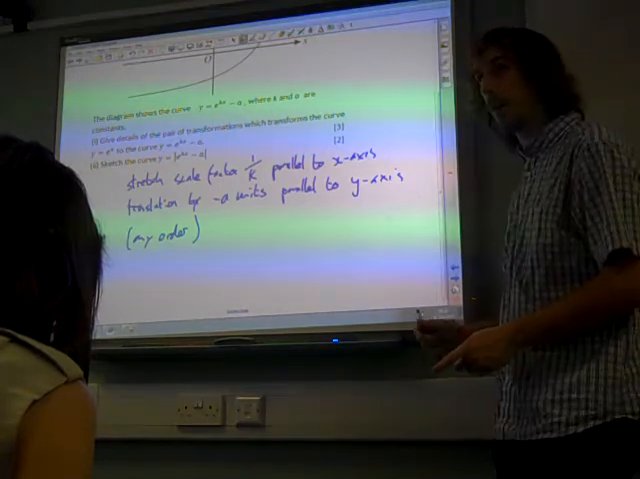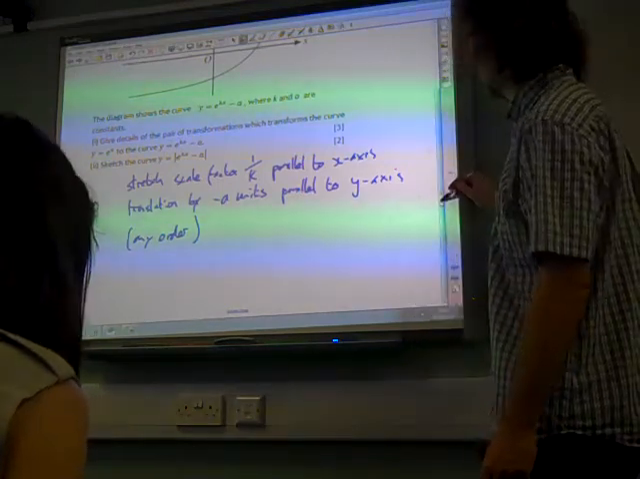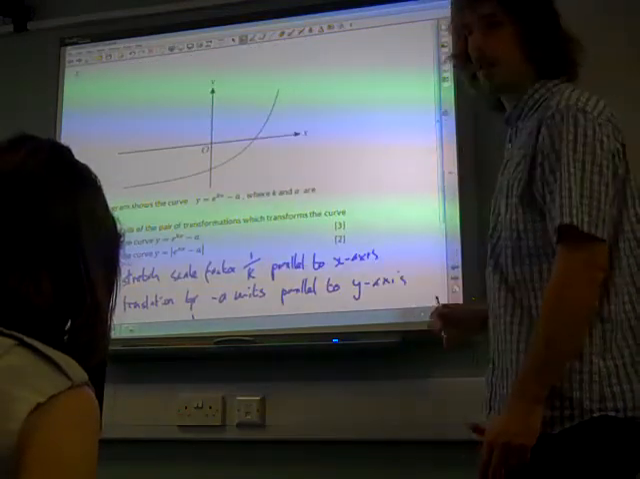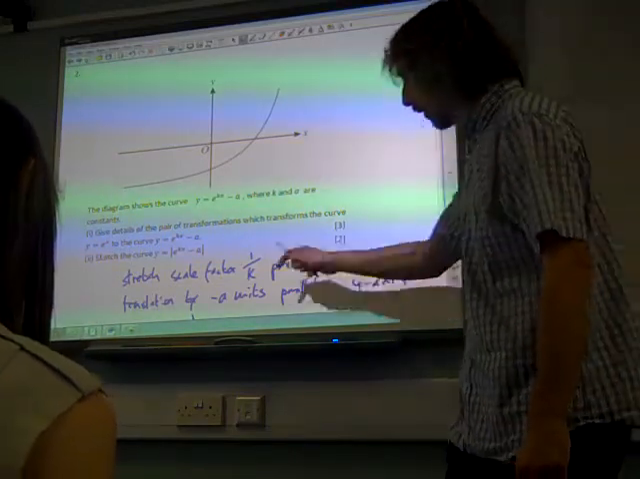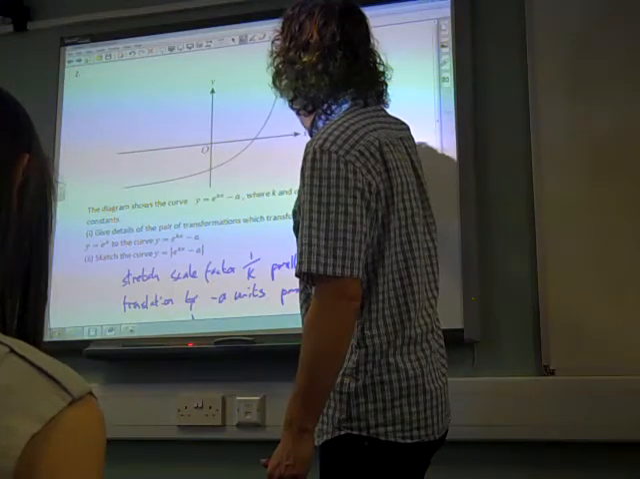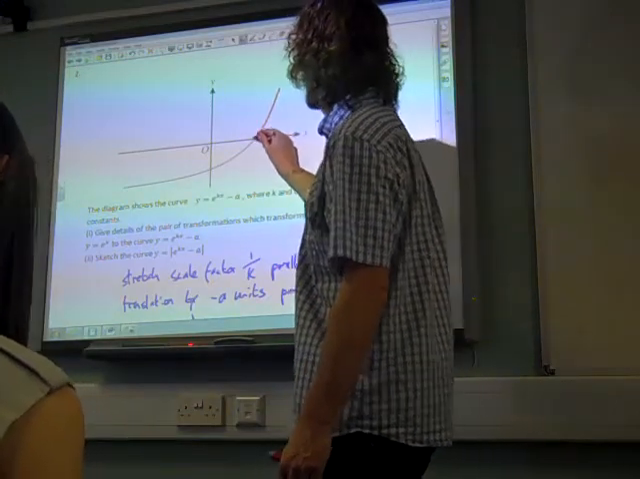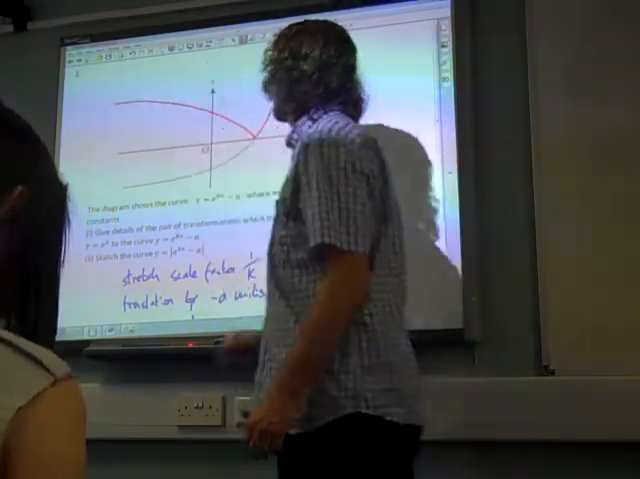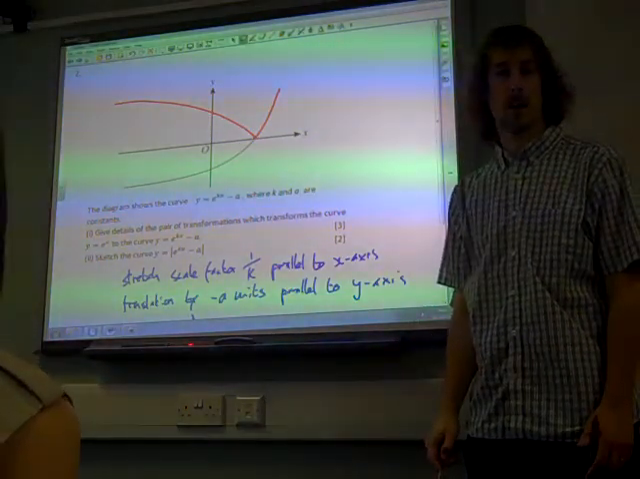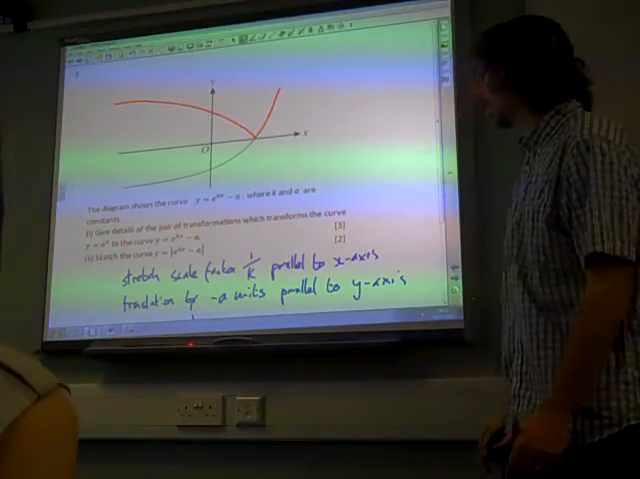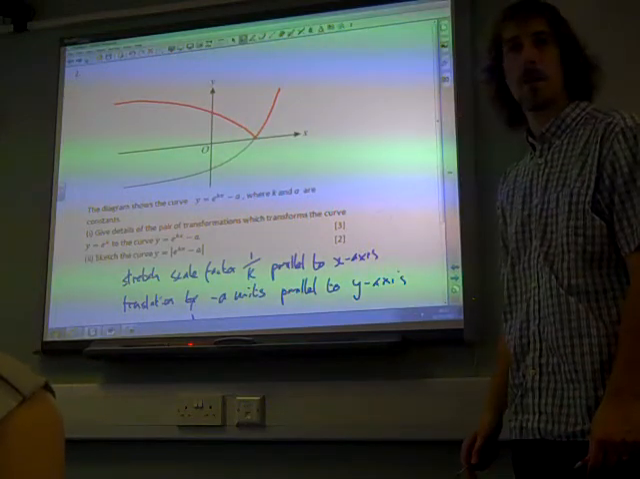Finally, sketch the curve. The modulus of that, well, you're just going to do a quick copy of this, and you know the only difference that that's going to make, the positive bit will be the same, the negative bit will be reflected like that, and so it'll end up looking like the red graph that I've got there. And that was for those remaining 2 marks.